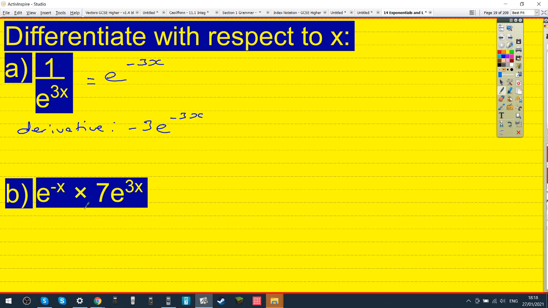7e squared to the minus 3x. So it's going to be 7, and then what's the rule for multiplying index numbers? They add, don't they? Yes. So what will that be? Plus 2x. So that's 7e to the 2x. And so now you would differentiate it. 14e to the 2x. Great.